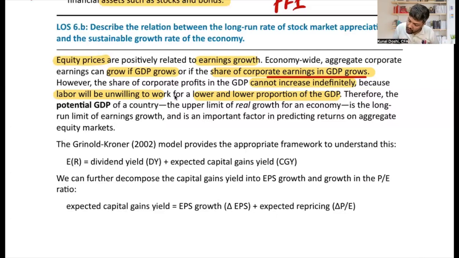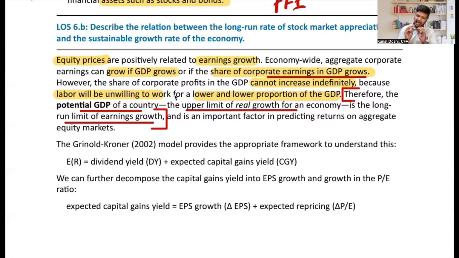Therefore, potential GDP, the term that we are going to use again and again. What is potential GDP? The upper limit of the real growth rate of the economy. This is the maximum growth rate or the sustainable growth rate of the economy. Remember, potential GDP is the upper limit of real growth rate. That is the long run limit of earnings growth rate. Yes, in the long run, what is the sustainable growth rate? That is called potential GDP.